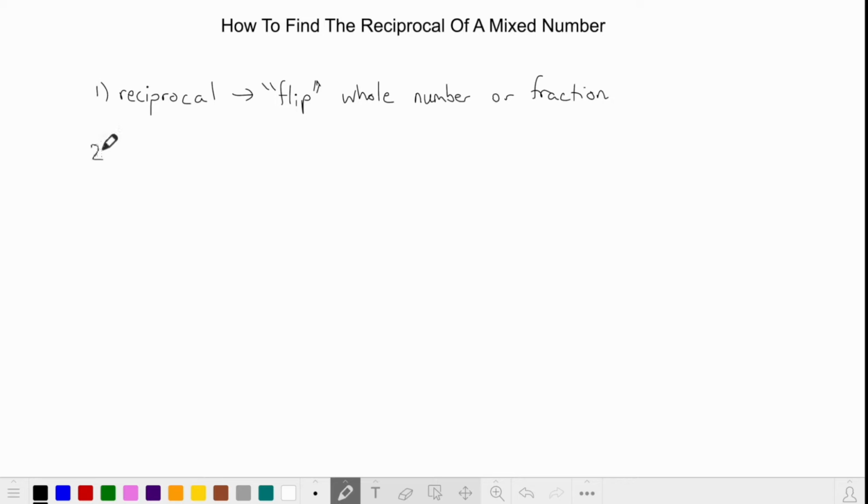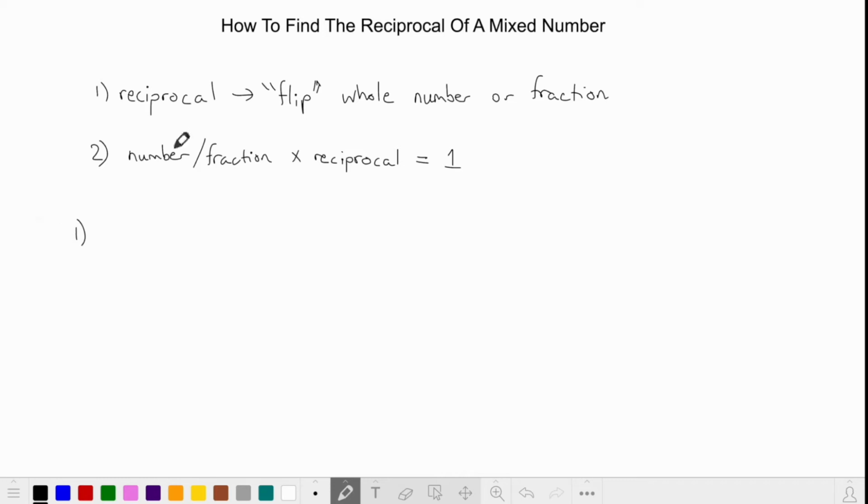And the second thing to remember is that whenever we multiply a number or a fraction by its reciprocal, we get 1. So I want to show you some examples to help you understand more about reciprocal. Now let's get started.